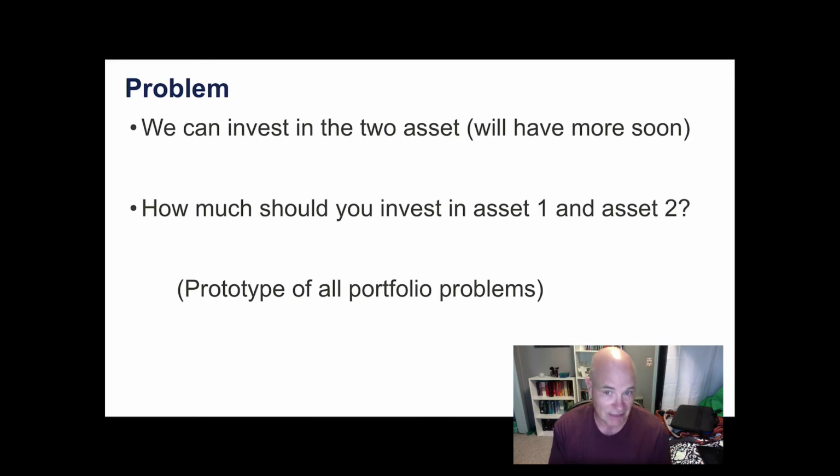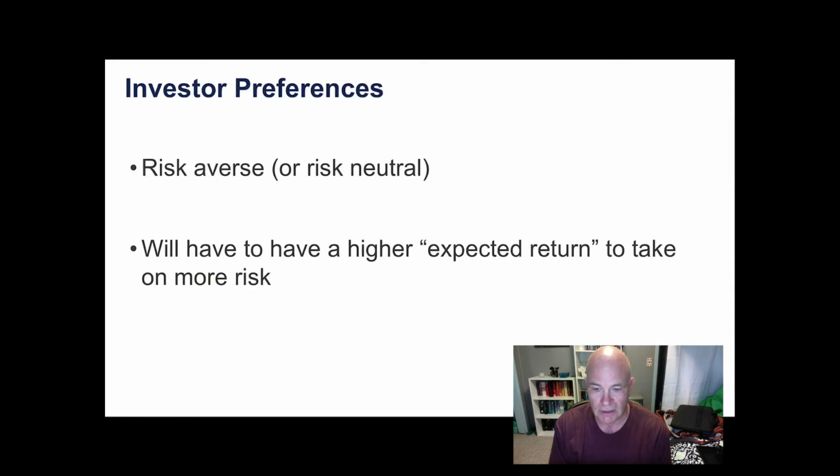If we invest 20% in asset 1, that means we have 80% to invest in asset 2. And this is the standard setup for all portfolio problems. Now, we're going to look at this from an individual investor standpoint and make several assumptions. The first is that the individual is risk averse or at least risk neutral. What that means is that you will have to have a higher expected return to take on more risk.